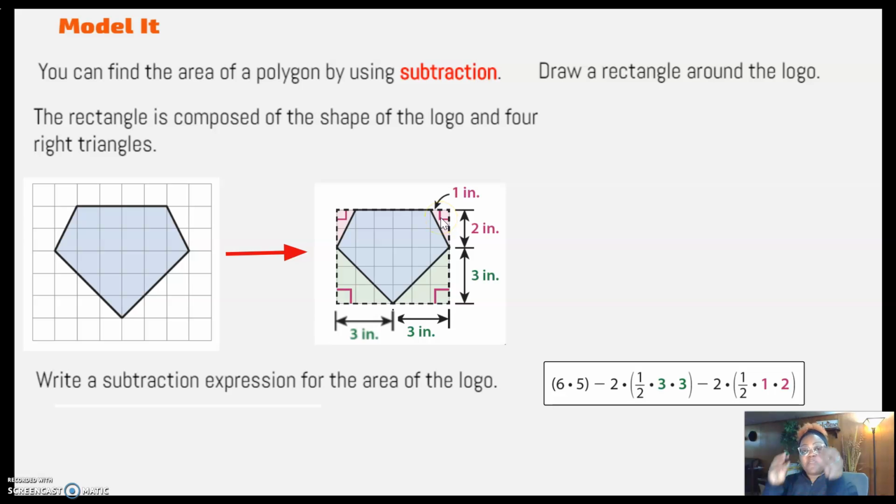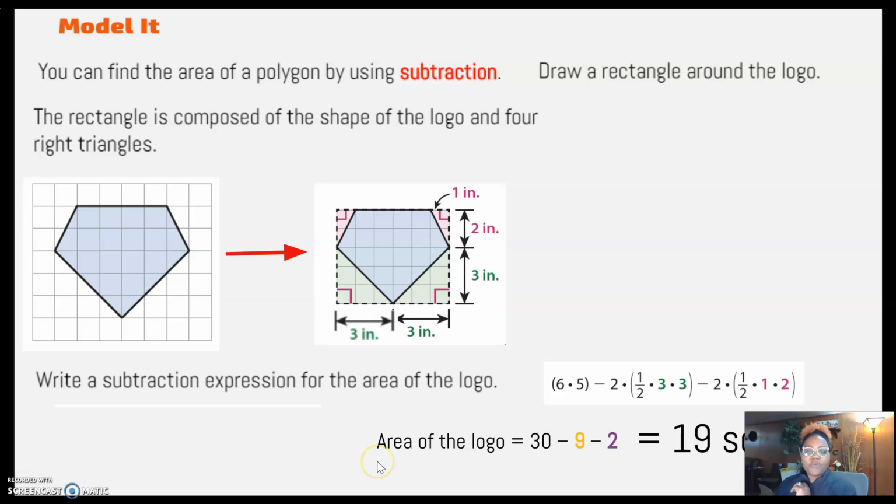So it's still a lot of mini calculations built into this other polygon calculation. But if we break it down, it becomes 30 minus 9 minus 2. Do you think that the area is going to be the same? Yes or no? Show on the screen. All right, let's see if you're right. If you said the areas are going to be the same, you were absolutely right.